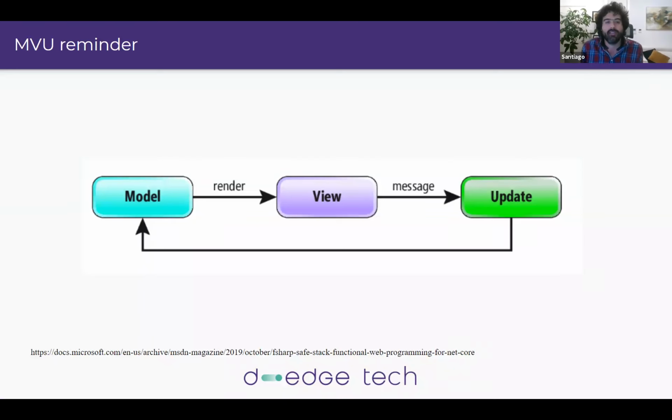So here is a reminder of the MVU architecture. You have a model that is used to render a view. The view can send messages that are used in the update function to update that model, and so change the view. So the model changes one message at a time. So it is very easy to follow the flow of the data, and you cannot have race conditions in this architecture.